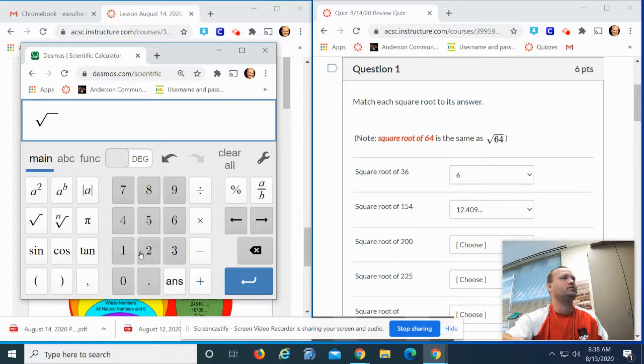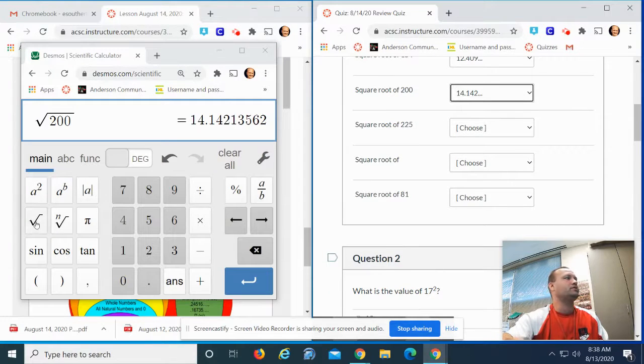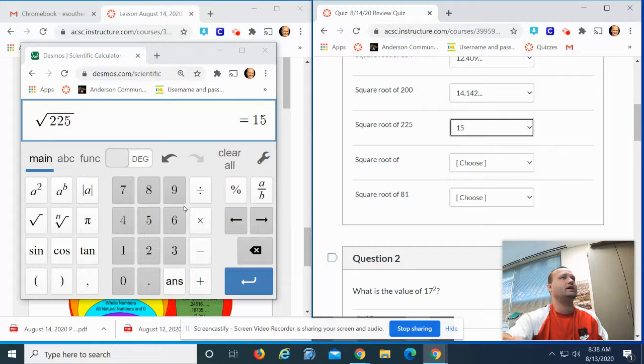It says square root of 200. 14.1. So 14.1. And then I would do square root of 225. It says 15. And then I would do the next one.